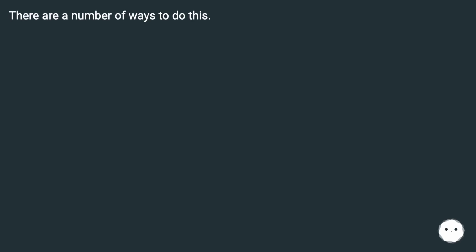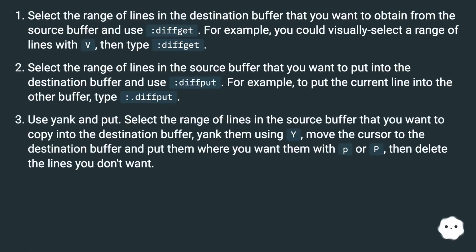There are a number of ways to do this. Select the range of lines in the destination buffer that you want to obtain from the source buffer and use diff-get. For example, you could visually select a range of lines with v, then type :diffget. Or select the range of lines in the source buffer that you want to put into the destination buffer and use diff-put. For example, to put the current line into the other buffer, type :diffput.